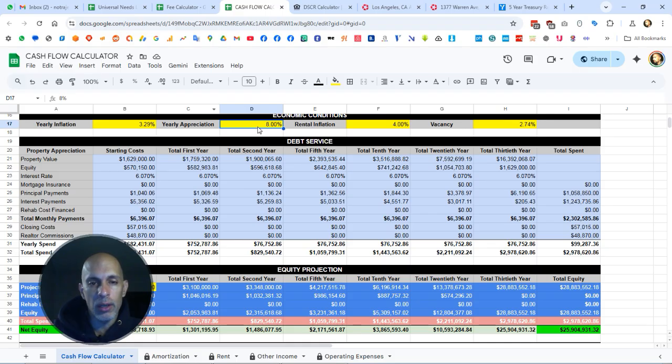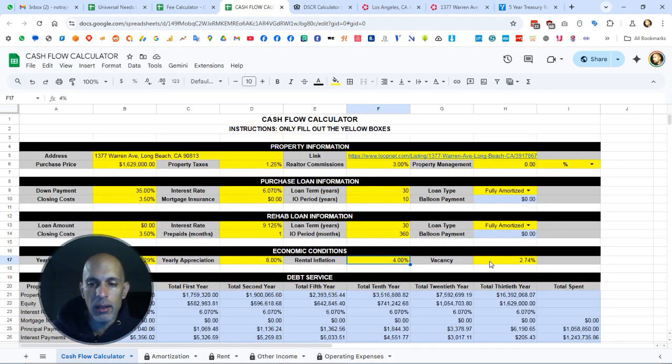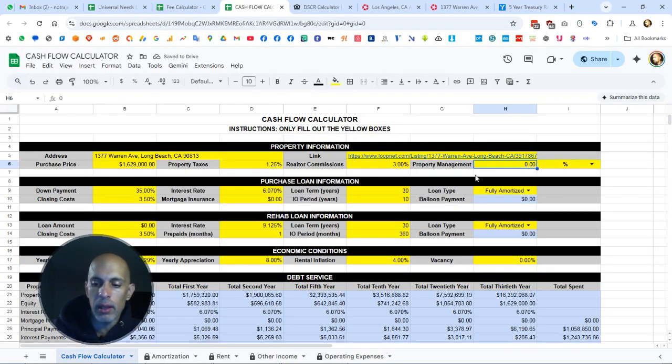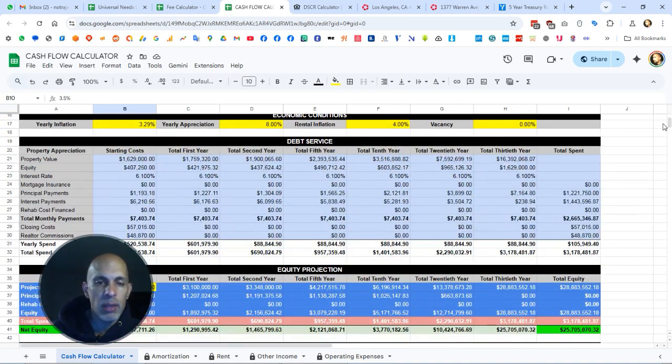But here's what yearly appreciation is for Long Beach. Generally speaking, 8%. Rental inflation for that area is generally 4%. And vacancies we're going to consider at 8%, but to match it up to this tool here, I'm going to put 0. Property management was at 8%. Interest rate was at 6.1%. And we're putting 25% down, assuming closing costs of 3.5%. And we're not spending anything on rehab here.